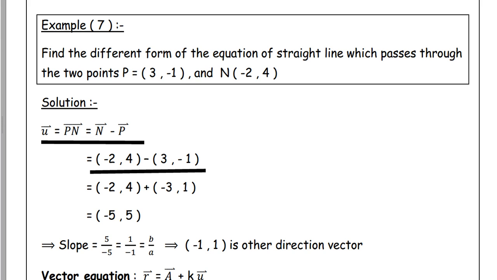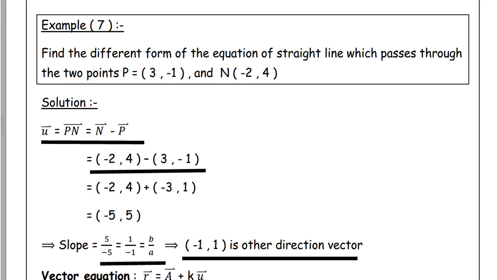To get the slope, it is b over a: 5 over negative 5, which is 1 over negative 1. So the slope is negative 1. Negative 1 and 1 is another direction vector.